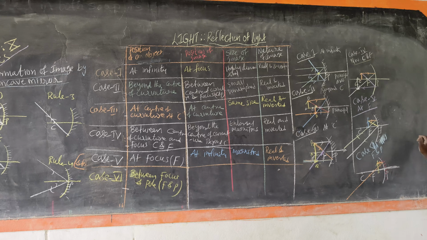Then what will happen if we take the light ray which is passing through the focus? Not possible. Then if the light ray is passing at some angle with the pole, let's try what will happen.